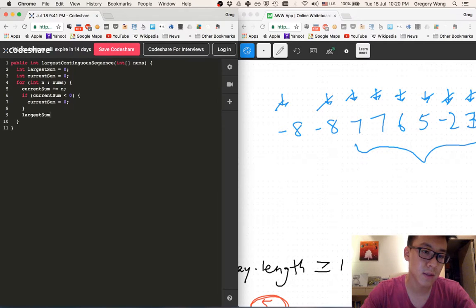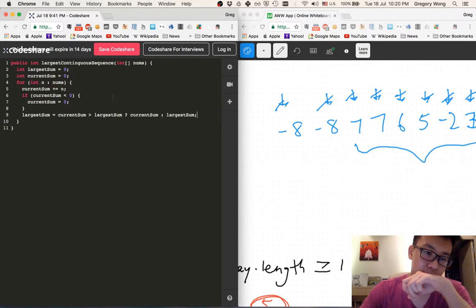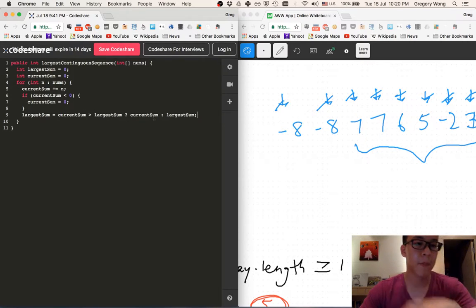So current sum will be equal to 0, and then largest sum would be the larger of itself, or the current sum. So if the current sum is larger than the largest sum, then we set it to the current sum. Otherwise, it's still itself.